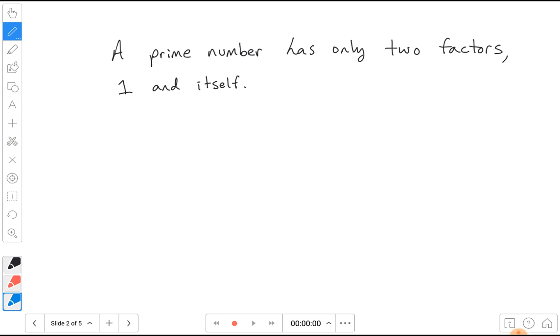So if we look at the number 5, for instance, 5 equals 1 times 5. There's no other combination of integers. 2 times 3, for instance, is 6. We'd have to multiply numbers with decimals or fractions together to get the number 5. You can only multiply 1 by 5 to get the value 5 if you're multiplying integers. So therefore 5 is a prime number.